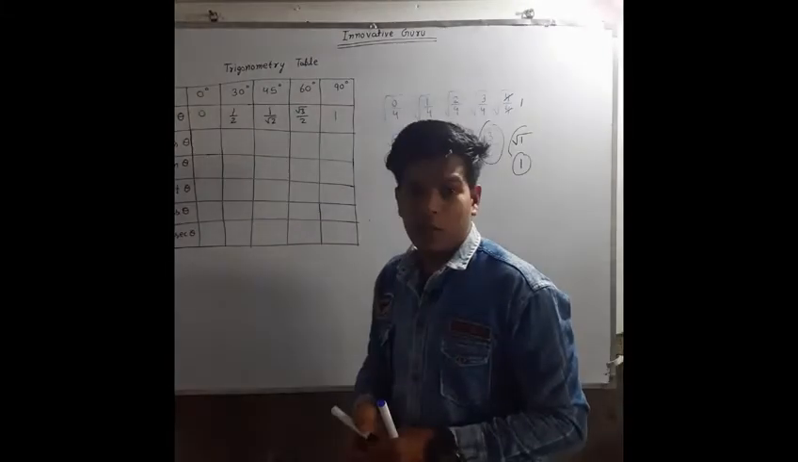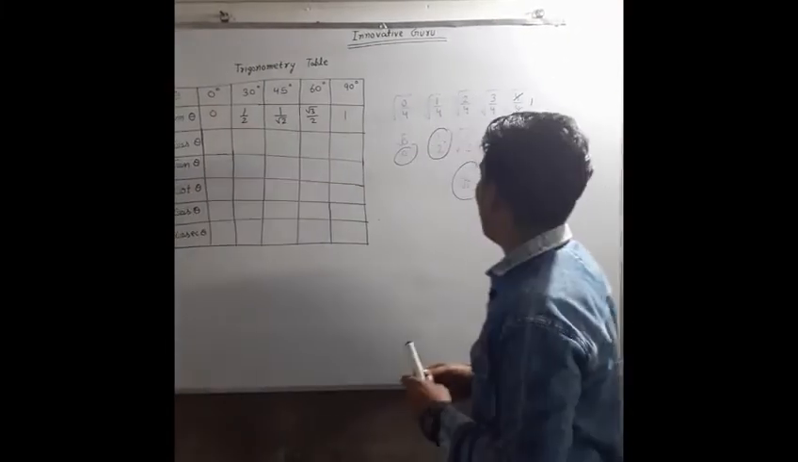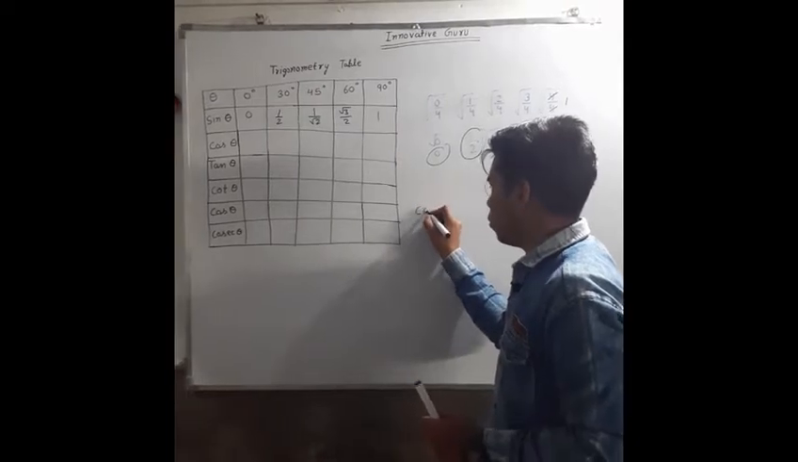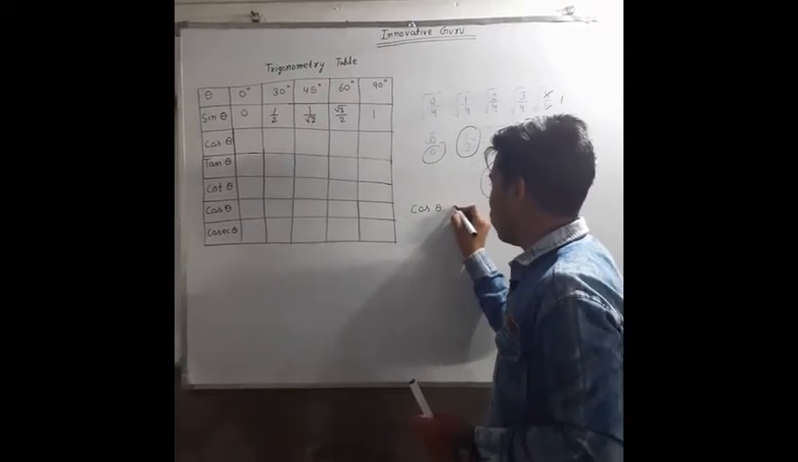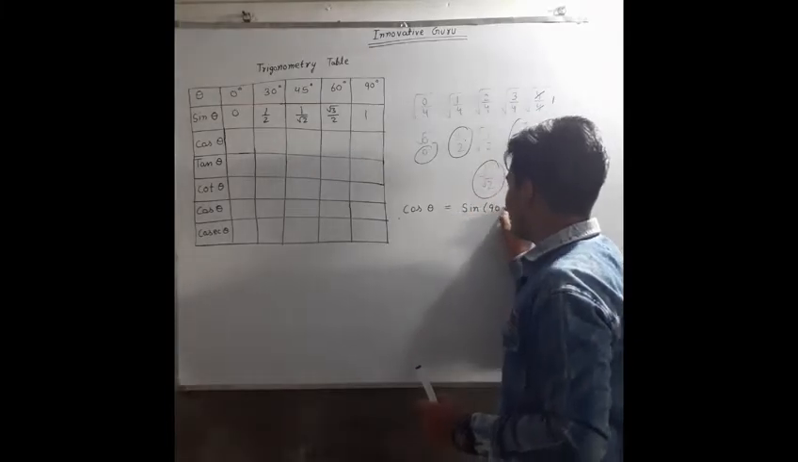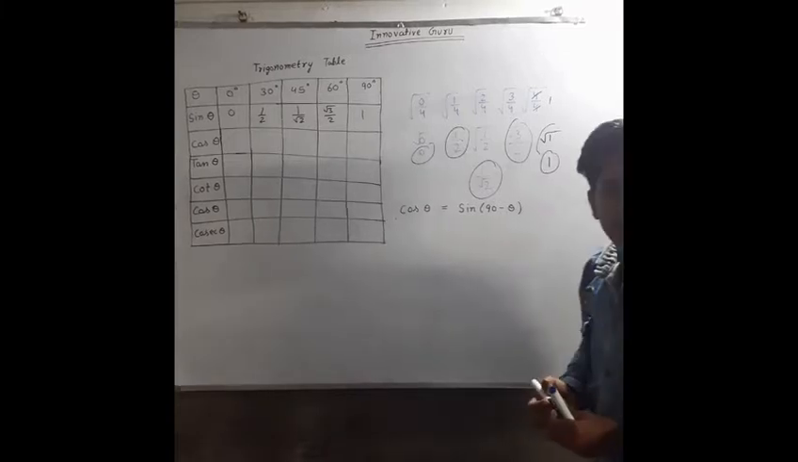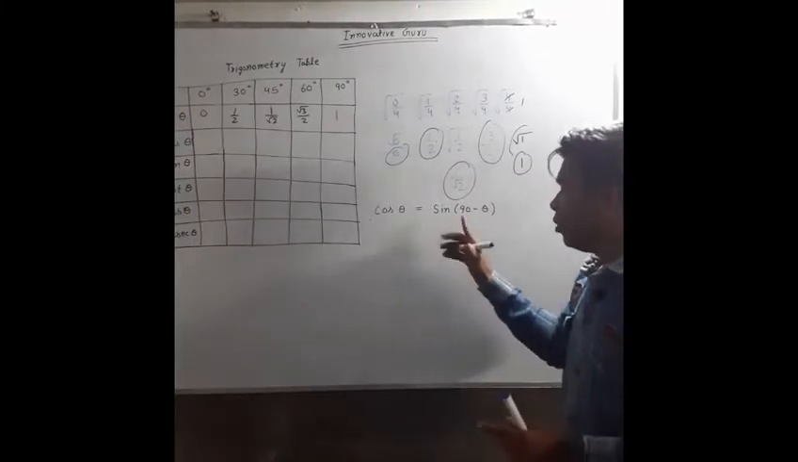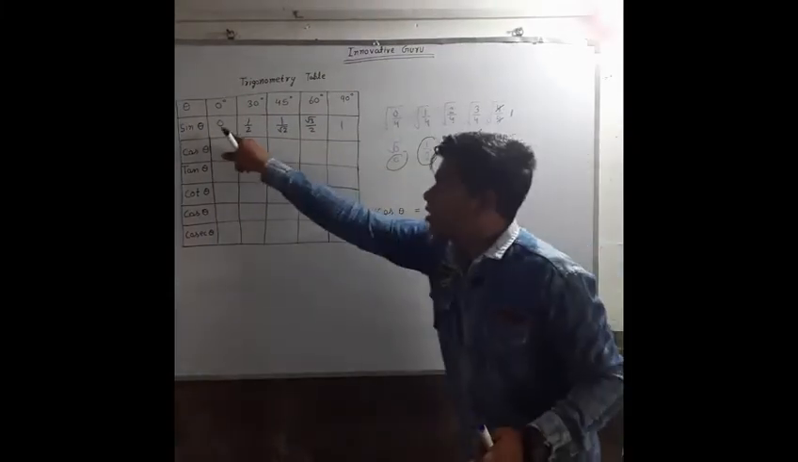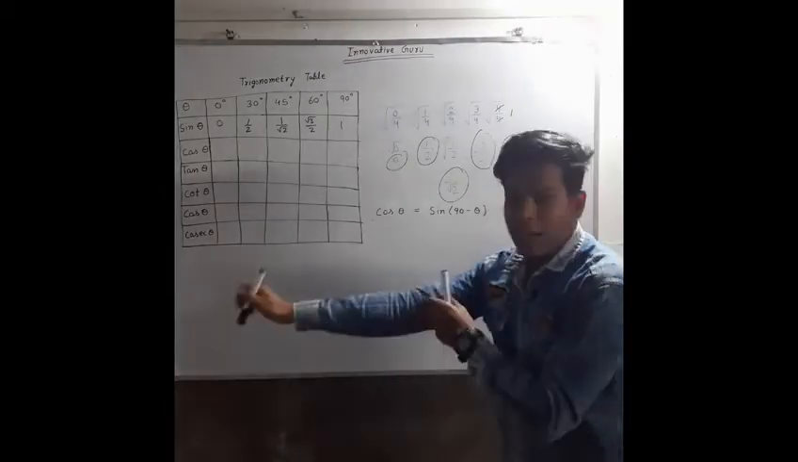Now how to create cos theta? As you know, the formula of cos theta: what is the formula of cos theta? Cos theta is equal to sine of 90 minus theta. Now put the value of theta and you will understand each and everything. And you know the values of sine very well, so you can sort out this equation very easily.